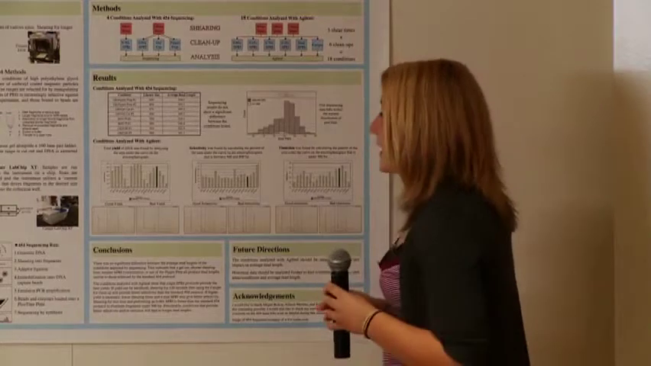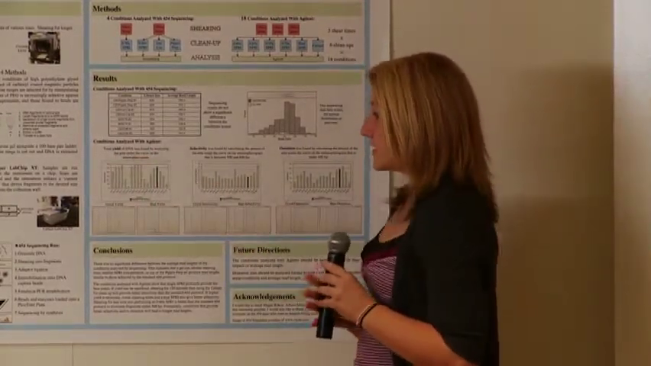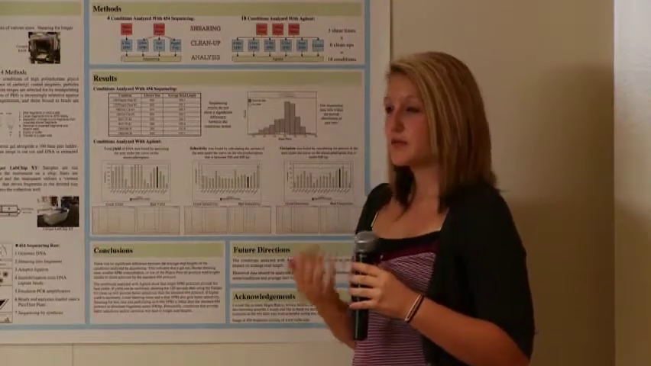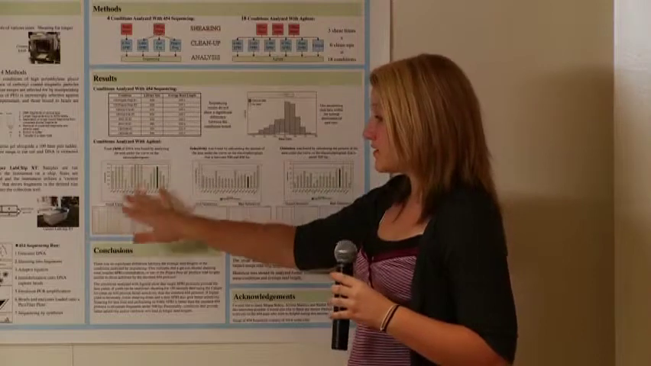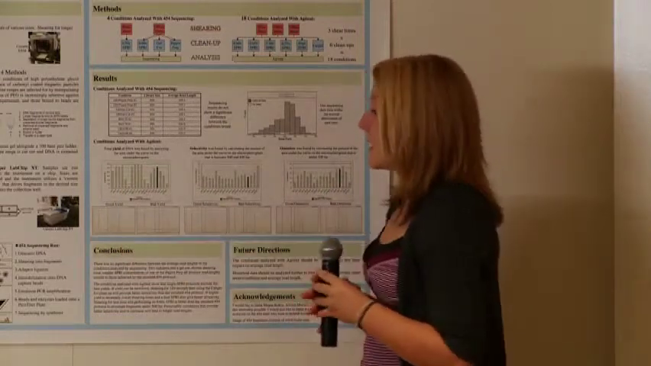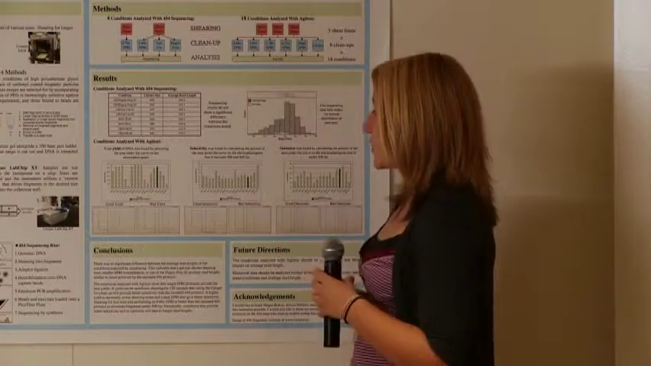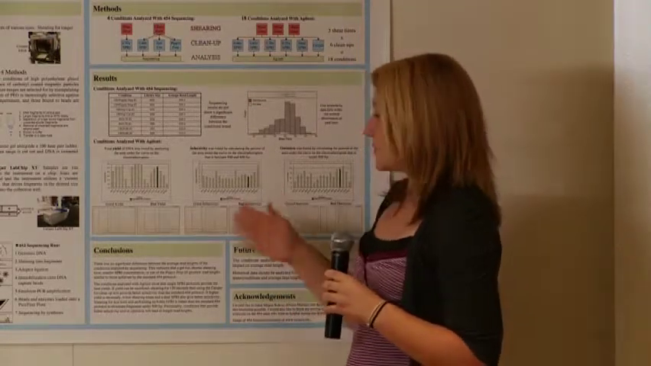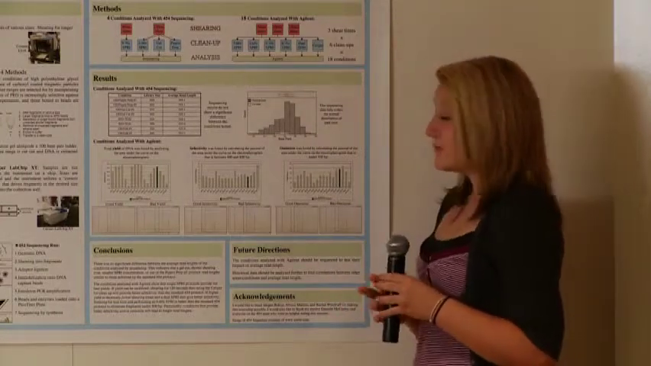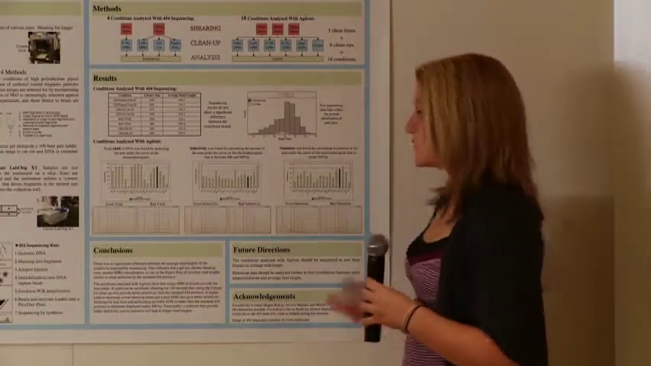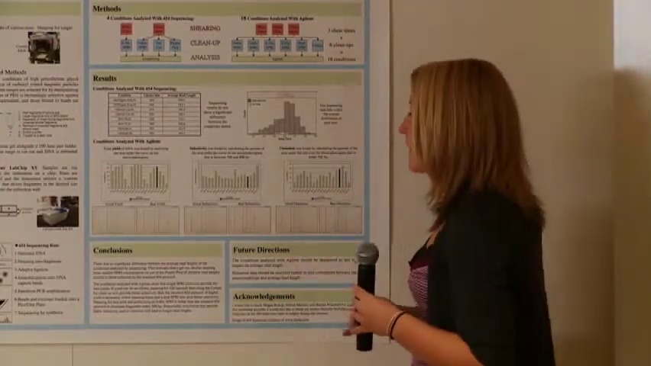And then secondly, the conditions we analyzed with Agilent, we looked at yield, which was the total DNA, measured by the area under the curve of the electropherogram, selectivity, which was the percent of total yield that was between the 500 and 800 base pair range, and also omission of fragments under 500 base pairs, which was the percent of the total yield under 500.